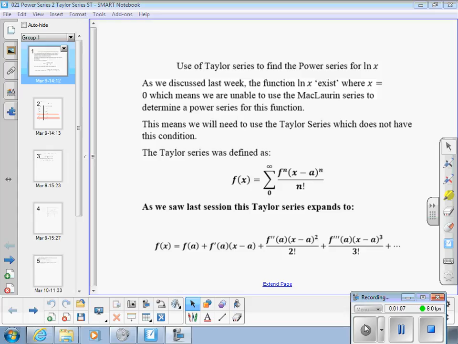We defined the Taylor series as is on there, and we saw that it expanded to a function like that along the bottom, where we got a constant term, or a term for the function, first differential times x minus a, second differential, third differential. We can carry that on like so.